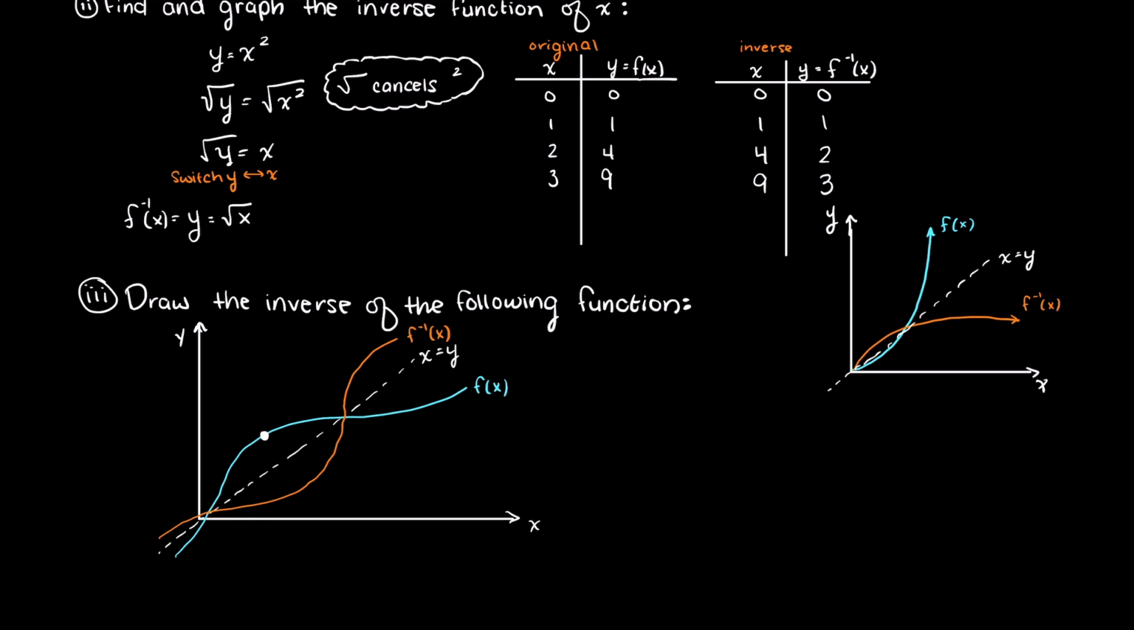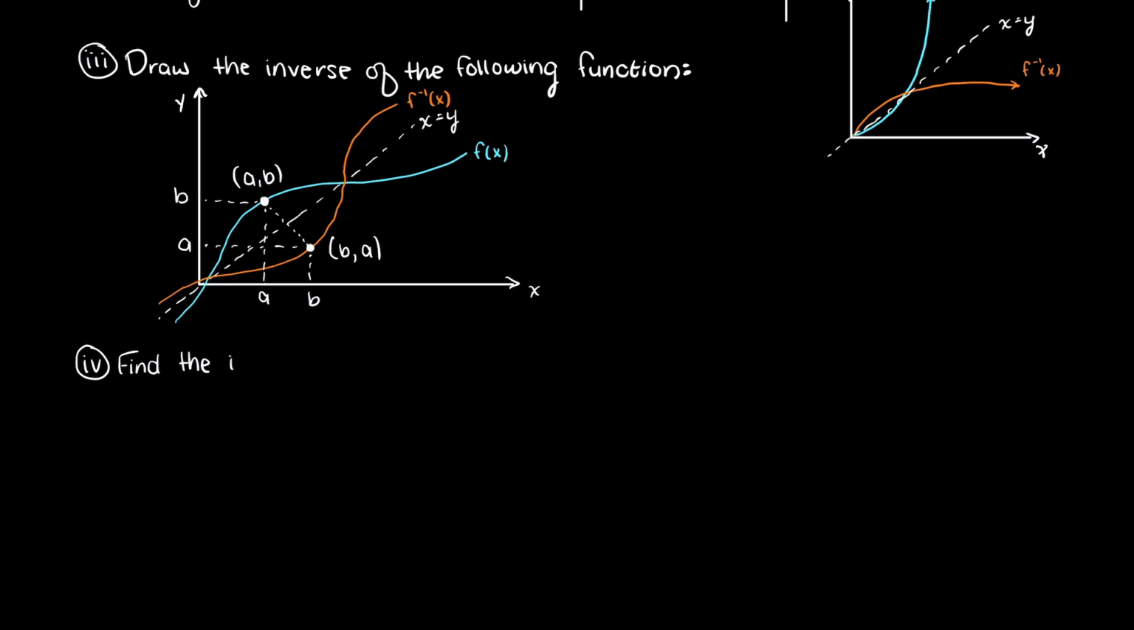If you find this difficult, all you need to do is identify some points on our original function and swap the x and the y values, and then plot them again. So you will get the same answer either way.